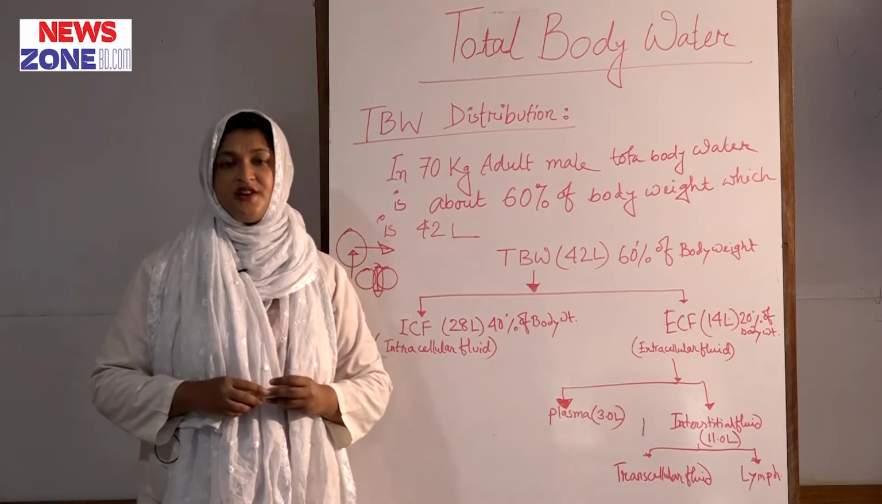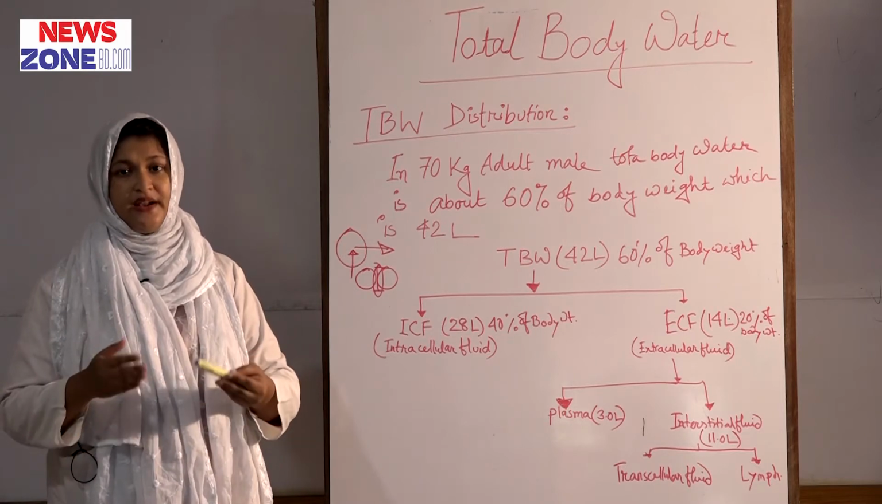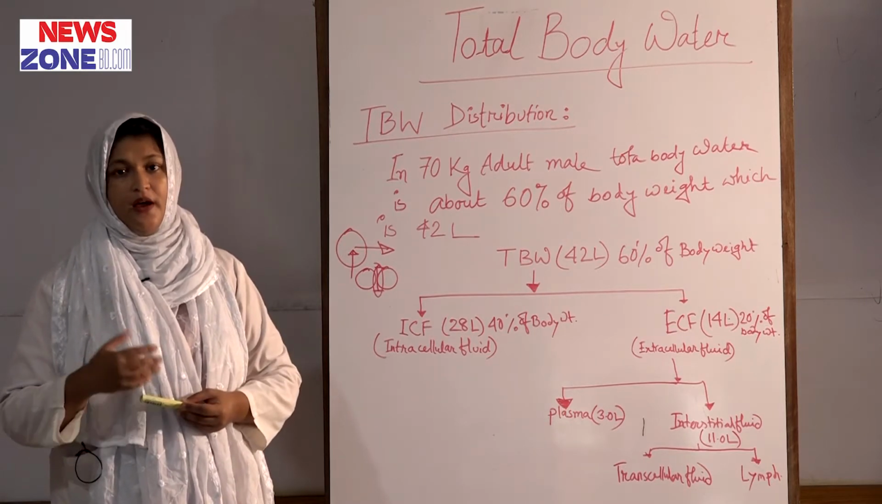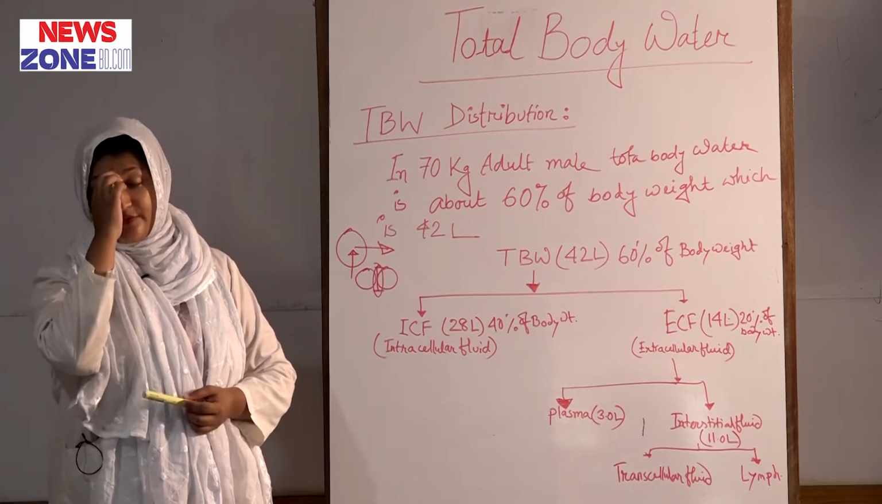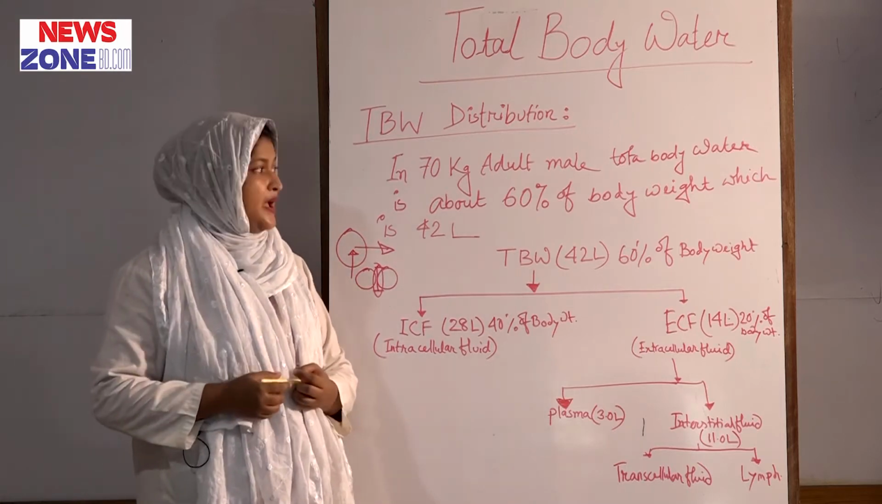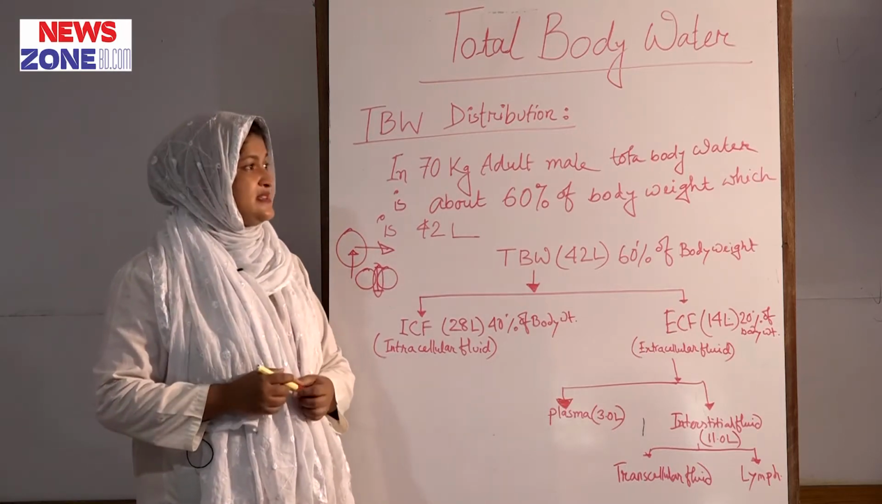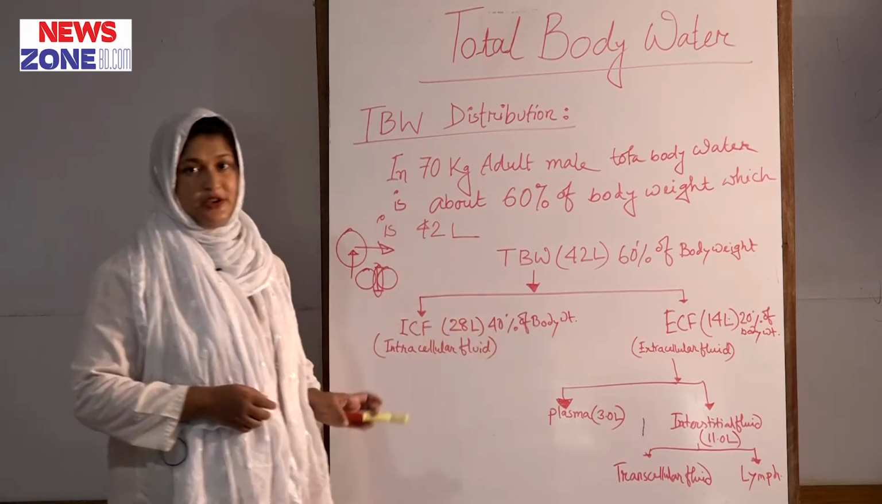And another important transcellular fluid is cerebrospinal fluid, from where we collect the CSF for lumbar puncture or for spinal anesthesia. That fluid is cerebrospinal fluid, which is the important transcellular fluid. Now come to the point, we will discuss the ionic composition of extracellular fluid and intracellular fluid.